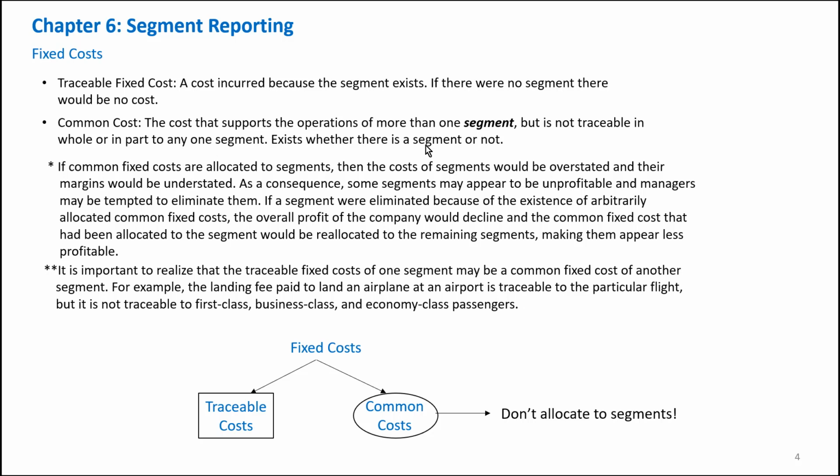It's important to realize that fixed costs can be either traceable costs or common costs. It's important also to realize that we will only hold managers of segments responsible for those costs that are traceable to their operations. It's important to recognize that common costs should not be allocated to the different segments.